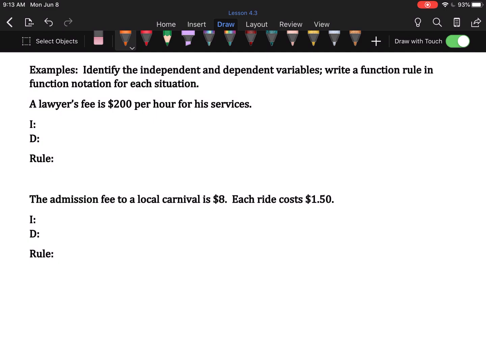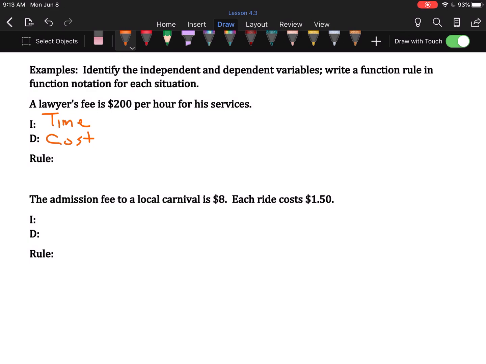So, if a lawyer's fee is $200 an hour for his services. Now, hey, I'm seeing money, so dependent's going to be cost. What affects the cost? The number of hours we need this guy to work for us. It's $200 per hour. So from 1 minute to 60 minutes is $200. From 1 hour and 1 minute to 2 hours is $400. So the independent variable is time. You could put hours here as well, that's fine.